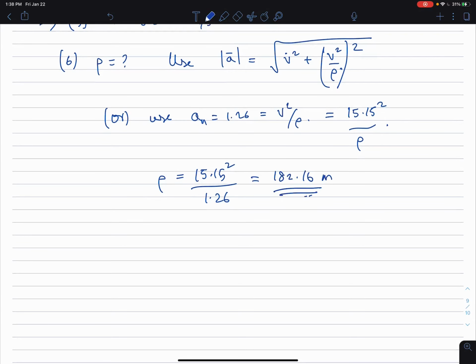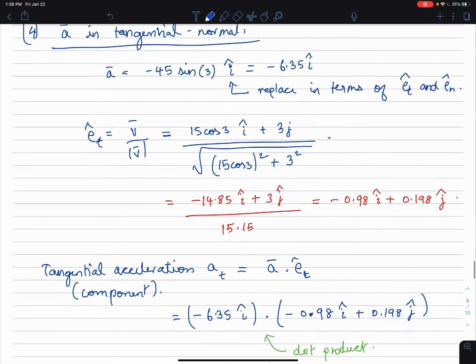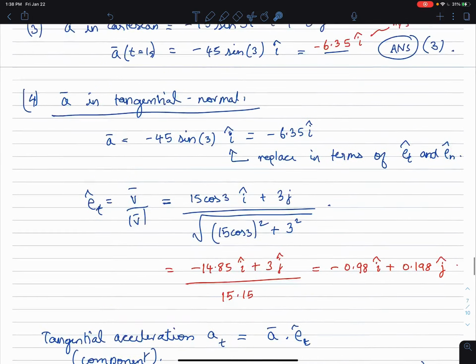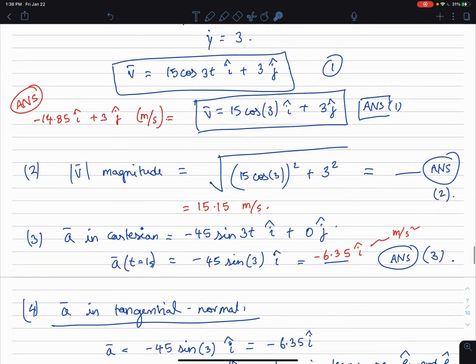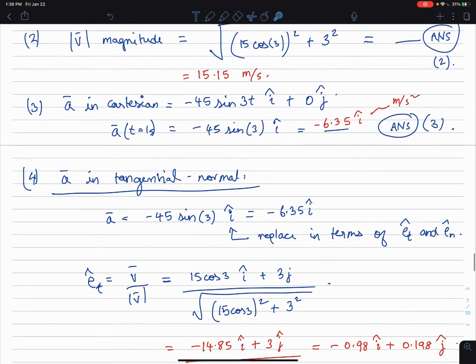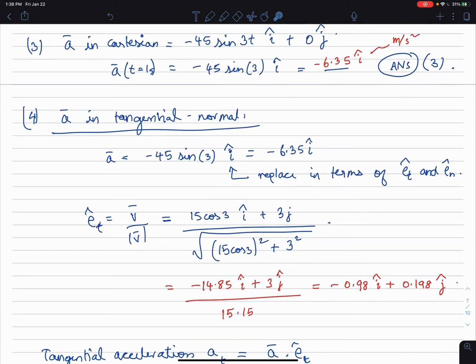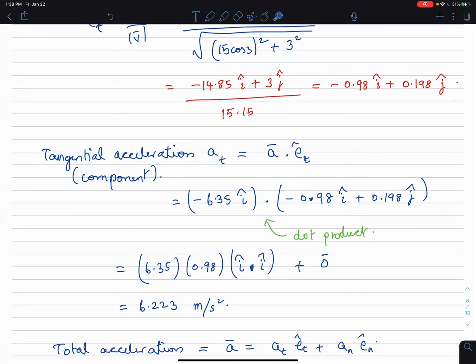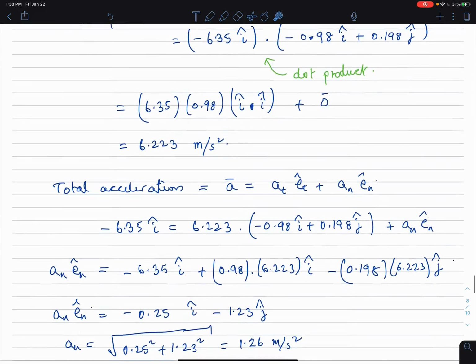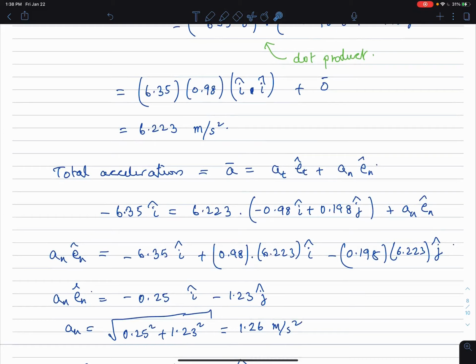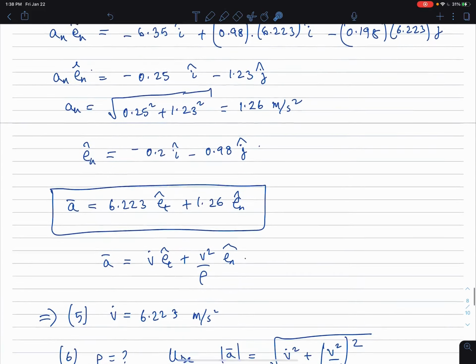Okay, so that's how you solve this problem and convert Cartesian to tangential-normal and vice versa, as the case may be. Of course, a particular problem might not exactly follow this procedure, but you get the idea of how to manipulate these things. The main idea is that the velocity direction is the tangential direction, so you get the unit vector in that direction. Once you have that unit vector, you can compute the tangential component of the acceleration if you want. Then the total acceleration is the tangential acceleration plus the normal acceleration. If you know the total acceleration and the tangential acceleration, you can compute the normal acceleration and go from there, okay? Let's stop there.